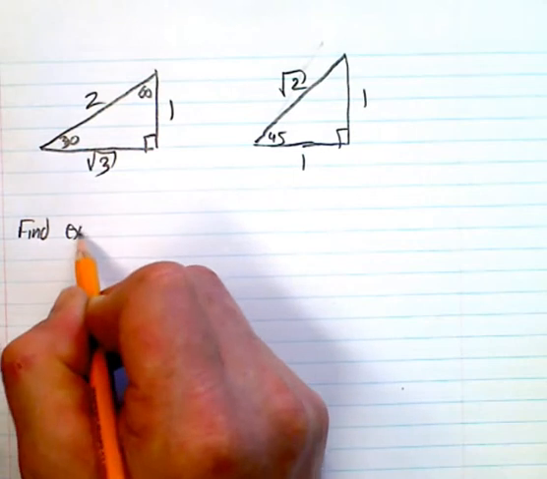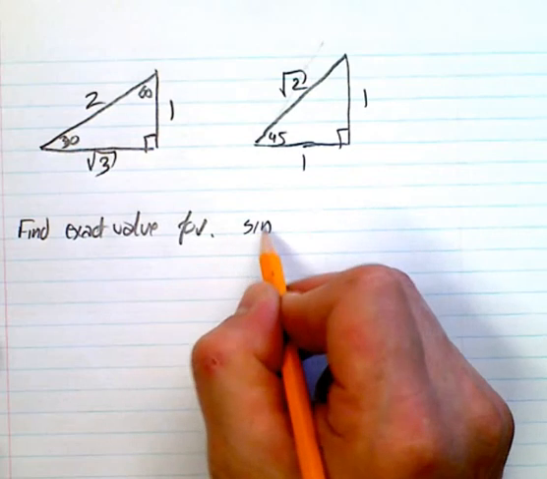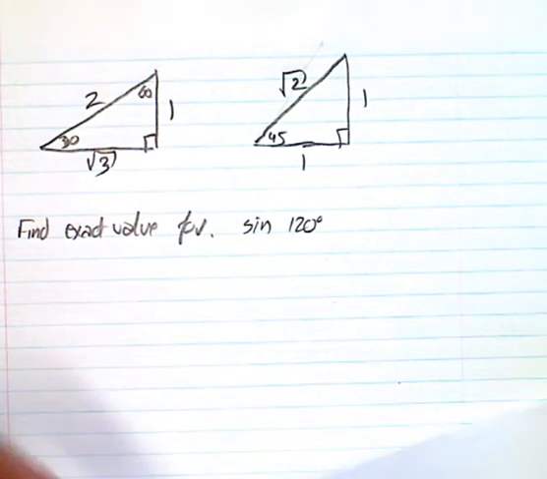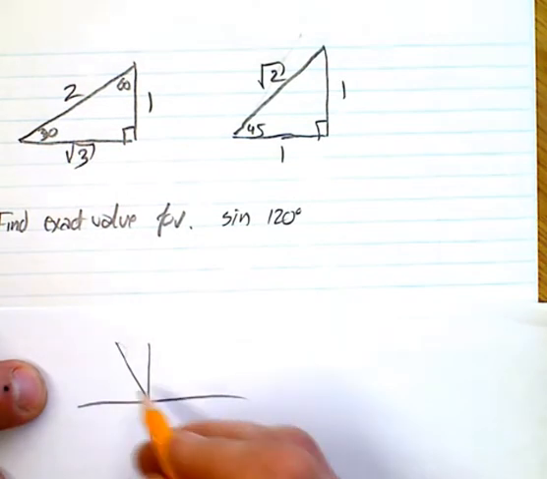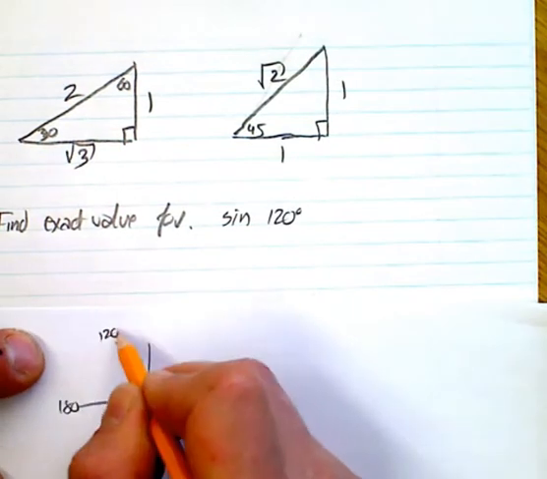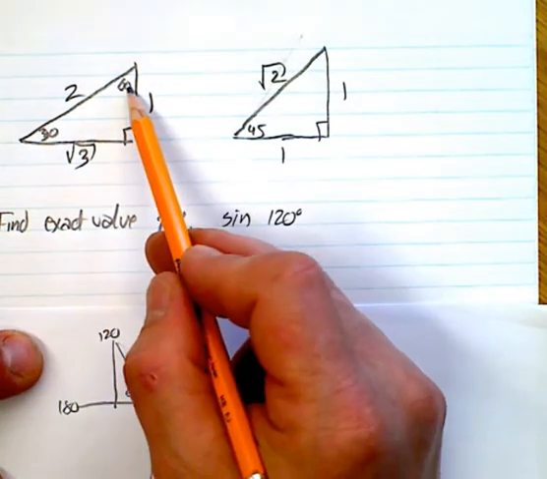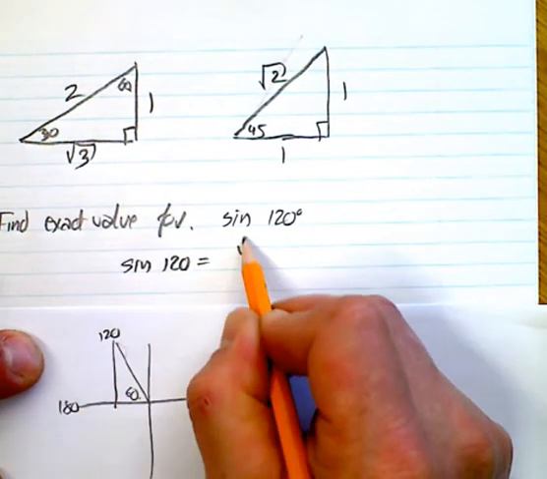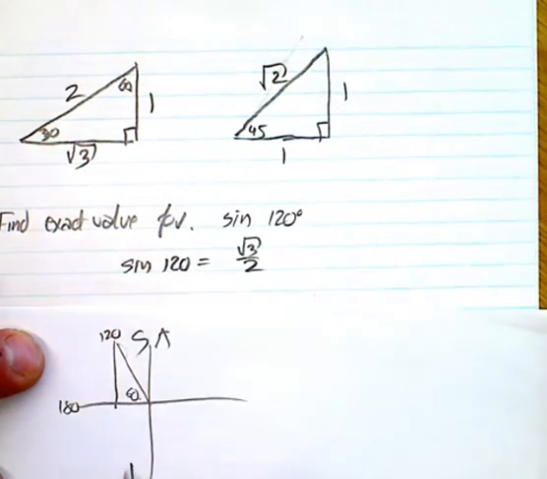So find exact value for sine 120 degrees. What we do is you find out where 120 degrees is, and you look for your reference angle. So 120 is up here, and you can see that if this is 180, that's 120. The reference angle is 60. So what's sine 60? Sine 60 is root 3 over 2. So sine 120 is equal to root 3 over 2. And then we're looking at the sine. All sine, tan, cos. Sine is positive, so we leave it positive.